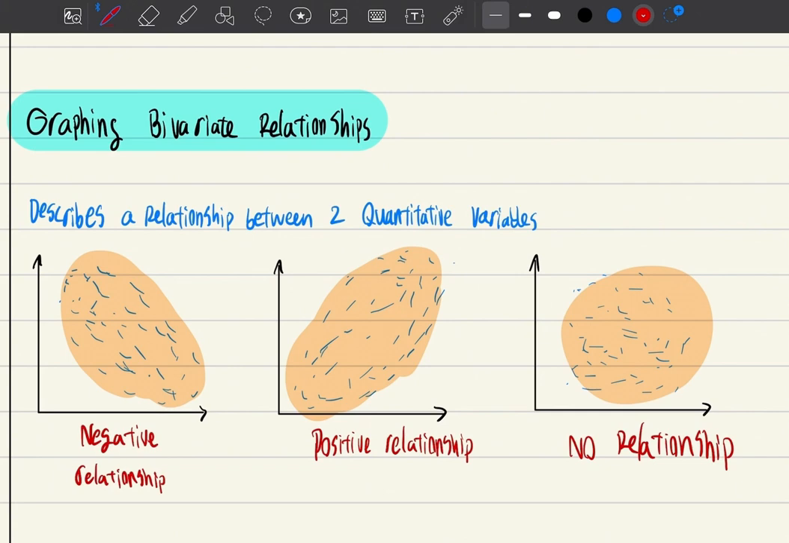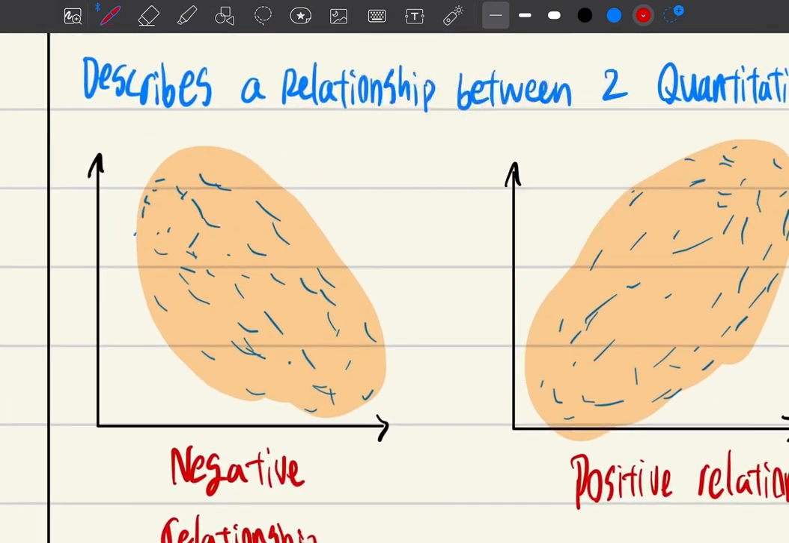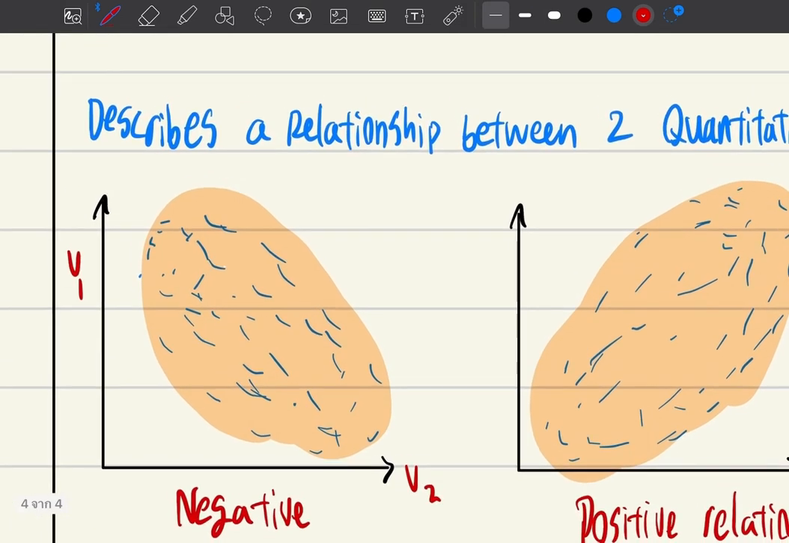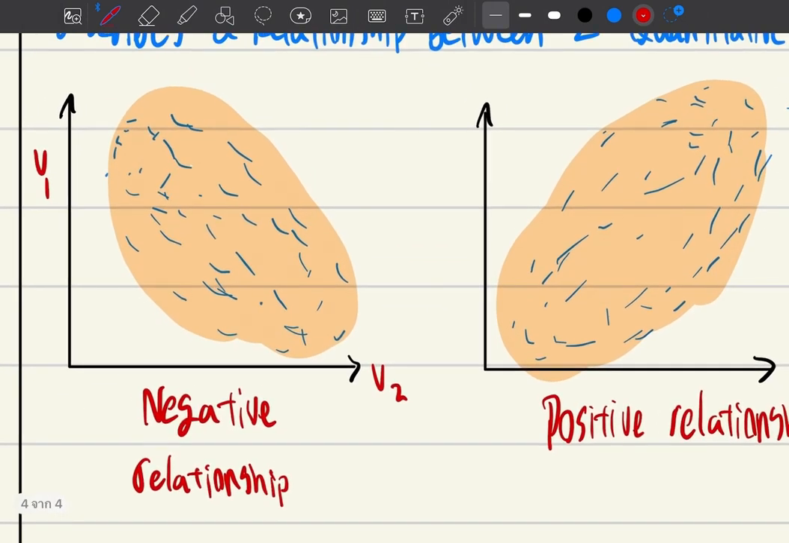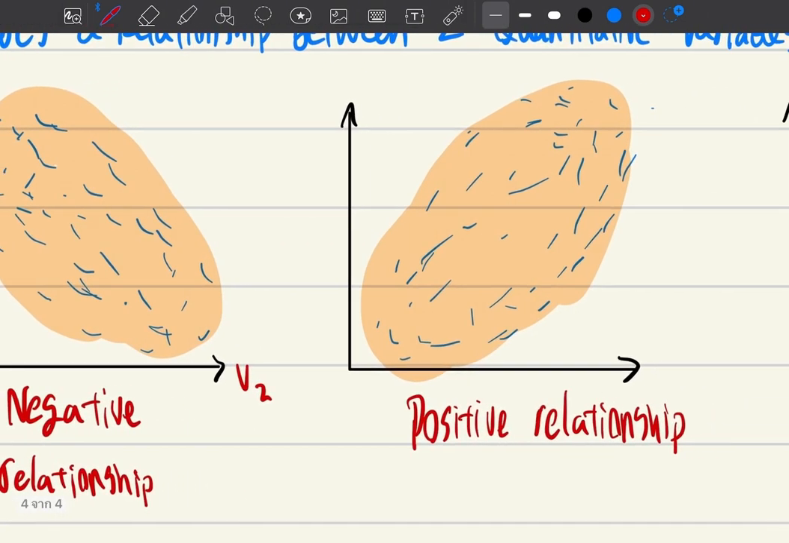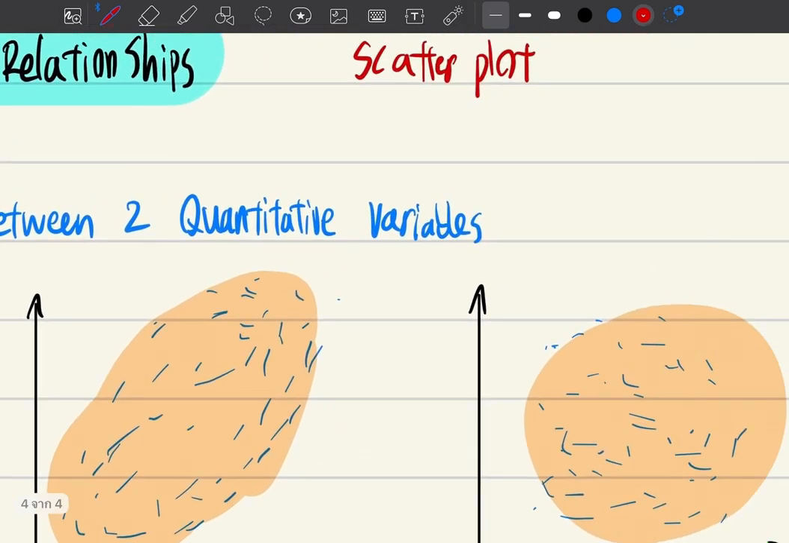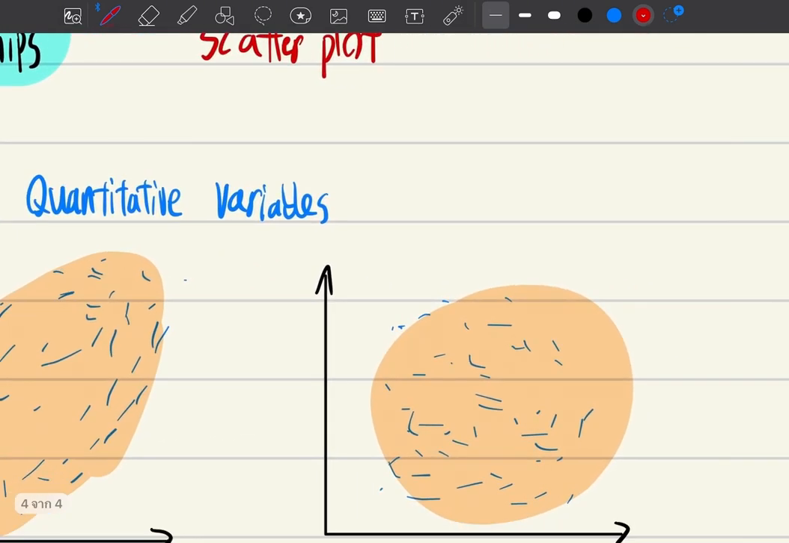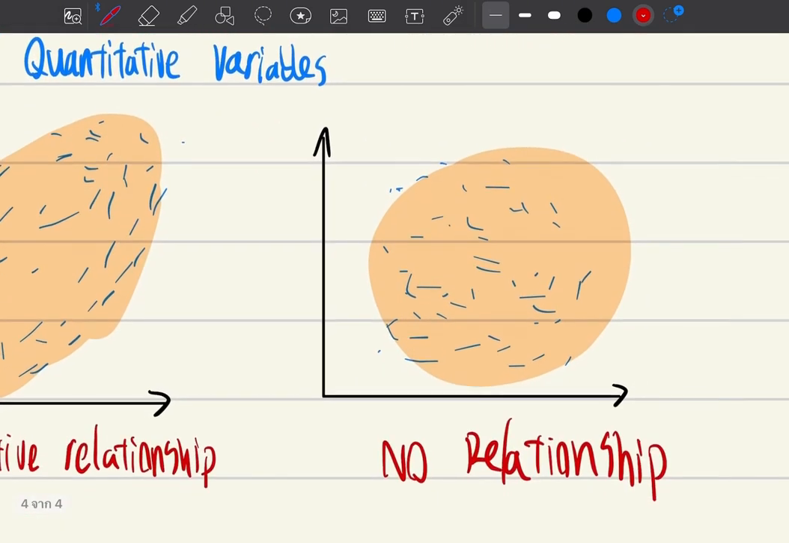These three graphs, we call them scatter plots. It shows the relationship between the first variable and the second variable. If it's descending like this, it's going to be a negative relationship. The ascending one is going to be a positive relationship. But if it has no shape like this, it is no relationship at all.